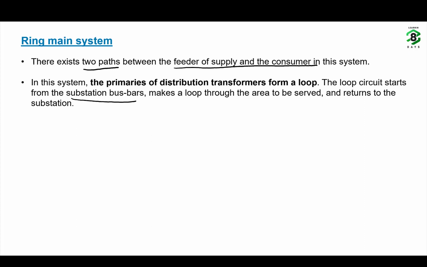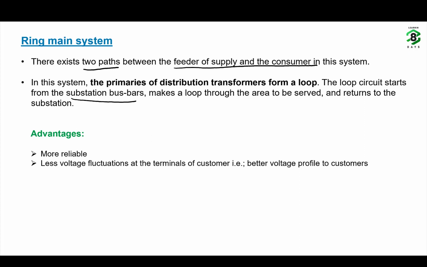So in ring main system, there are two paths from the major source of supply to the customer, and here is how the ring system is developed. The primaries of all distribution transformers in that area form a loop. This loop starts from the substation and goes through the area where it has to provide the service and returns back to the substation. What is the advantage of ring main system? It is more reliable since there are two paths of supply, so reliability is more.